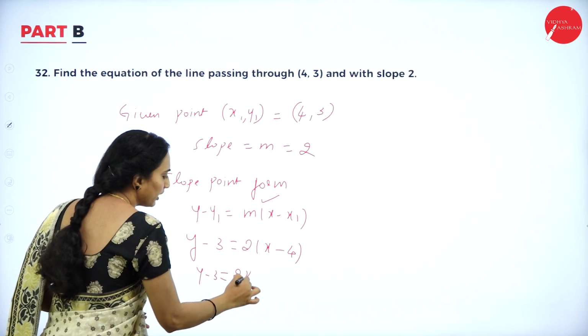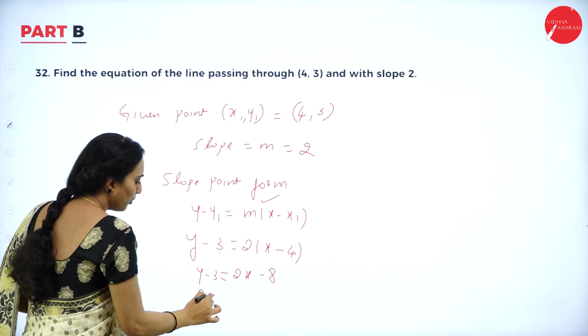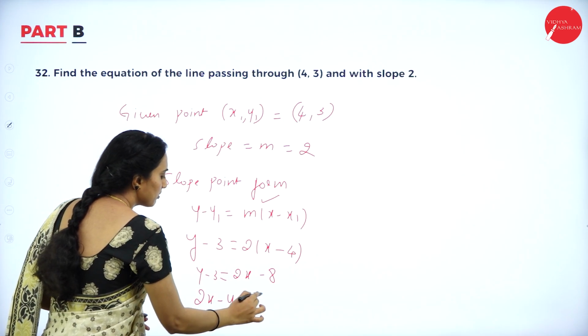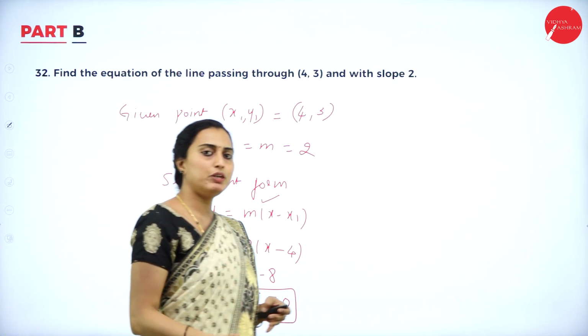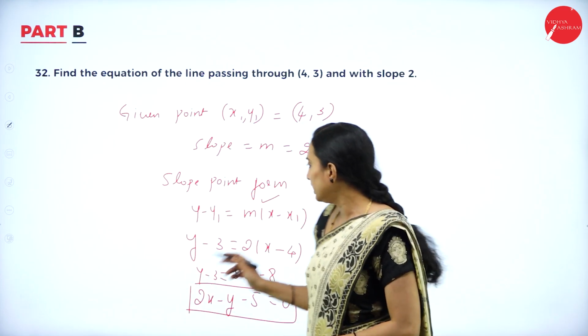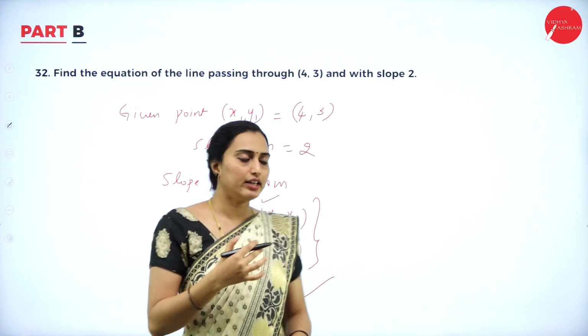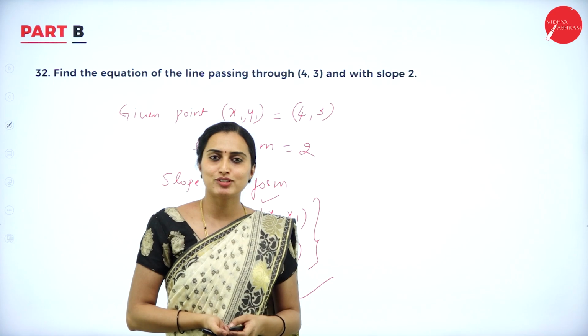2 into x is 2x, 2 fours are 8. Take all the terms to one side, which is 2x minus y, minus 8 plus 3 which is minus 5, equal to 0, which is in the form of ax plus by plus c equal to 0. Writing the formula and substituting is very important, and writing the final steps is very important. I hope you understood this one also.